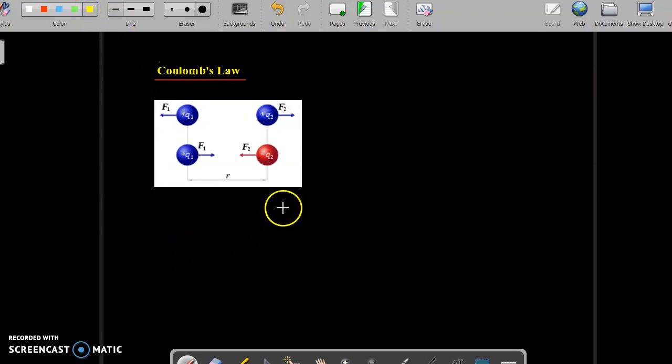In 1785, the French physicist Charles Augustin de Coulomb proposed a theorem which defines the force of attraction or repulsion between two charged particles. Here we can see that two charged particles Q1 and Q2 are of the same charge, so there is a force of repulsion between these two charged particles.